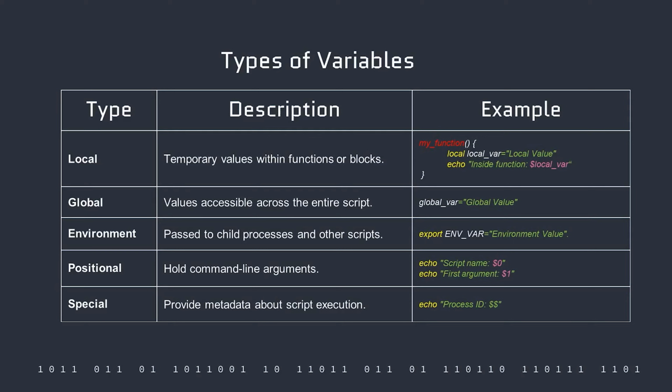Next is special variables. These are variables that have special meaning in a language or environment. For example, in many scripting languages, a special variable might be used to refer to the script's name, the process ID, or the return status of the last command. These variables often provide useful metadata about the running program.